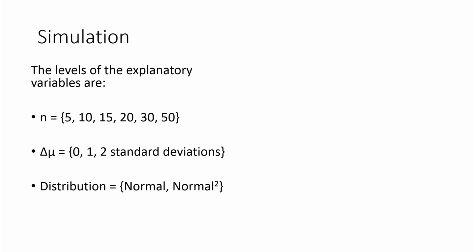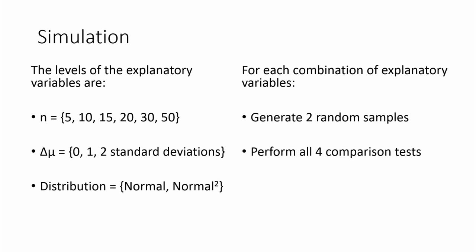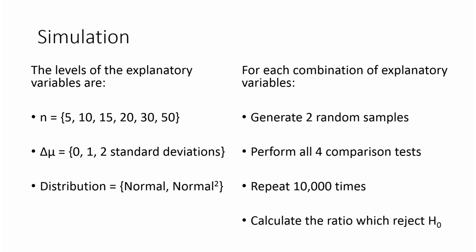For the simulation, I'll be looking at 3 explanatory variables: the sample size ranging from 5 to 50 per group, the difference of means of 0, 1, or 2 standard deviations, and the normal and the normal square distributions. For each of these variables, I generate 2 random samples, perform all 4 comparison tests on those 2 samples, then repeat this 10,000 times. Then I calculate how many of these iterations produce a p-value of 0.05 or less, which corresponds to rejecting the null hypothesis.